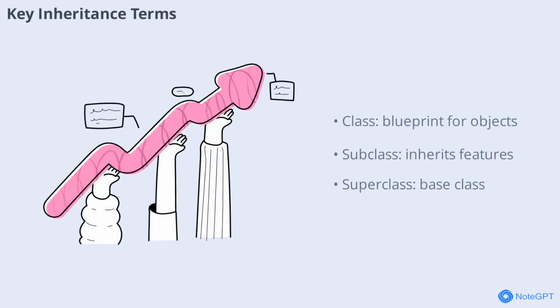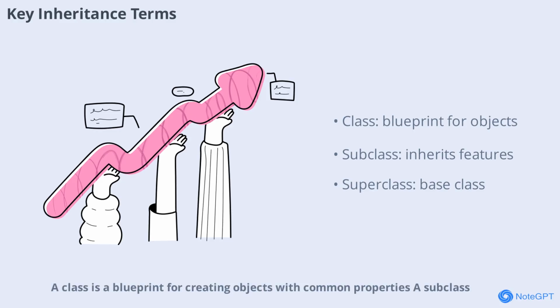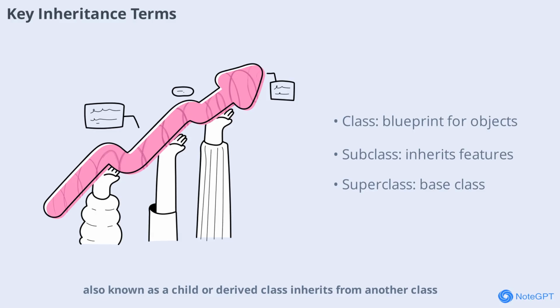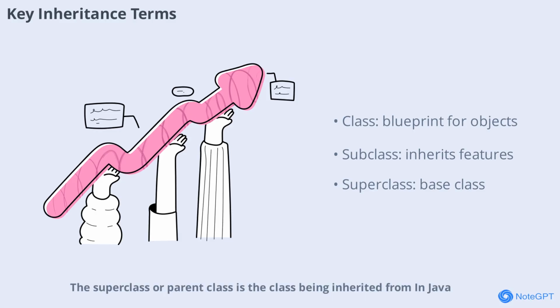Let's clarify some important terms in inheritance. A class is a blueprint for creating objects with common properties. A subclass, also known as a child or derived class, inherits from another class. The superclass or parent class is the class being inherited from. In Java, you use the extends keyword to indicate that a class derives from another. This structure makes it easy to build complex systems from simpler building blocks.